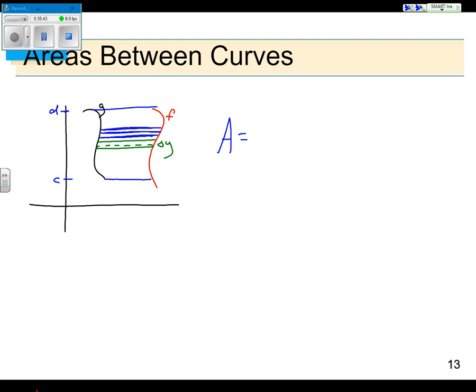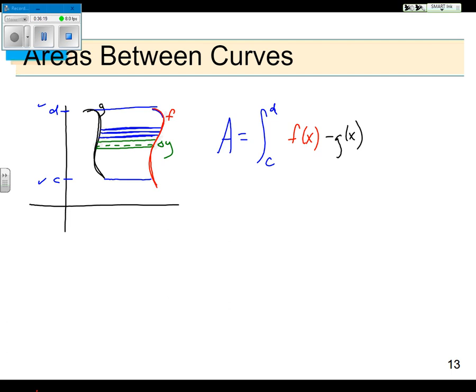So what does that do to my area equation? Well, that means I'm going from c to d. Notice I'm going, again, from the smaller one to the bigger one. And then I've got to do my greater function first. I don't have a top and a bottom, but this f function over here on the right, all those values should be bigger than the ones over here that are to the left. So I'm going to do my right function minus my left function.